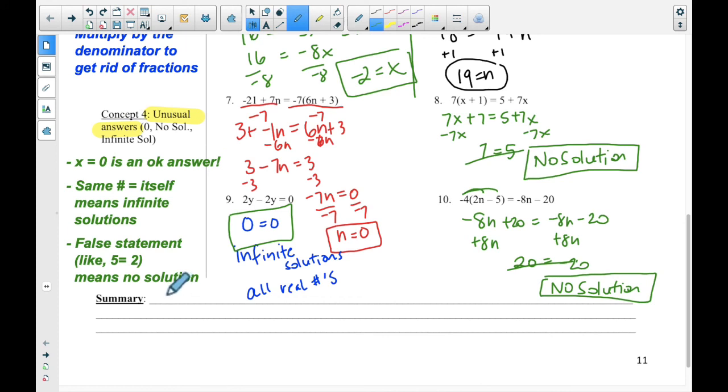Okay, we will continue to work on equations. I know you all are good at equations, but these are some of the tricky ones, and we'll work on these in class.